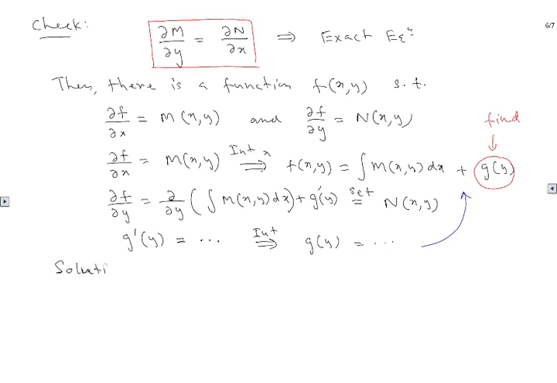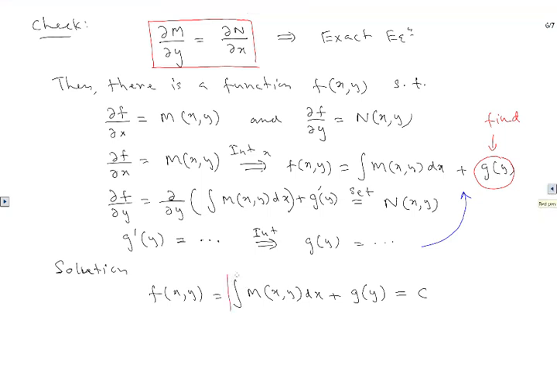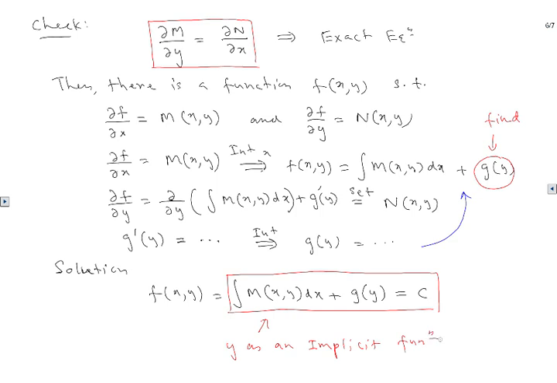So the solution simply becomes f(x,y) equal to the function that you get, the integral of M(x,y) dx, plus the g function that you found, and you have to set this equal to a constant. So that is the solution. That means this part is going to give you the solution y as an implicit function. So this gives y as an implicit function. Okay, so that's the idea.